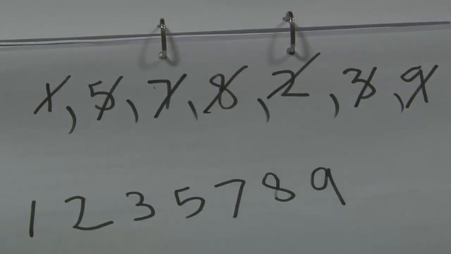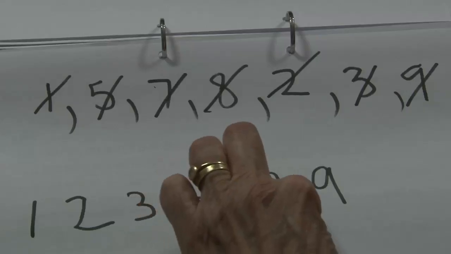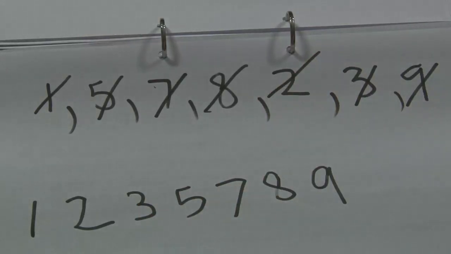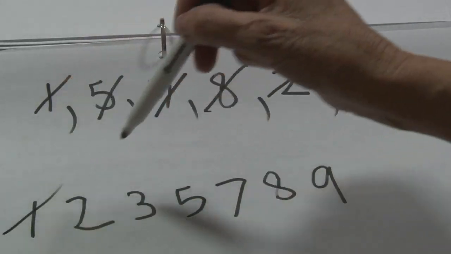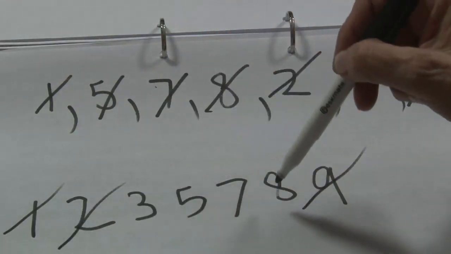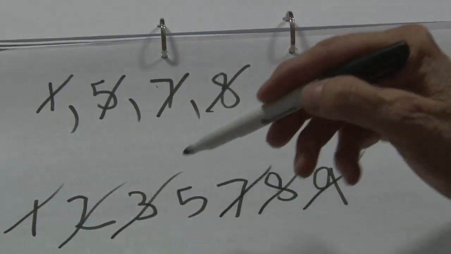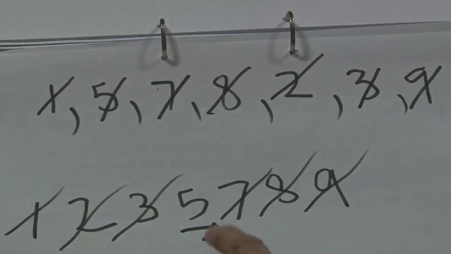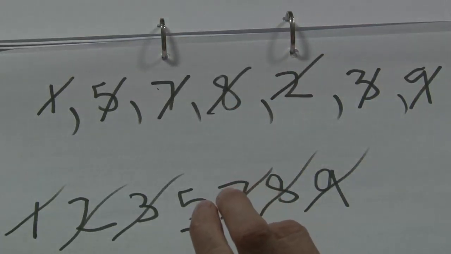If it is an odd number of numbers, it's 1, 2, 3, 4, 5, 6, 7. It's an odd number of numbers. There will be 1 in the middle. What you do, cancel, cancel, cancel, cancel, cancel. So 5 is the median. It's the one exactly in the middle.